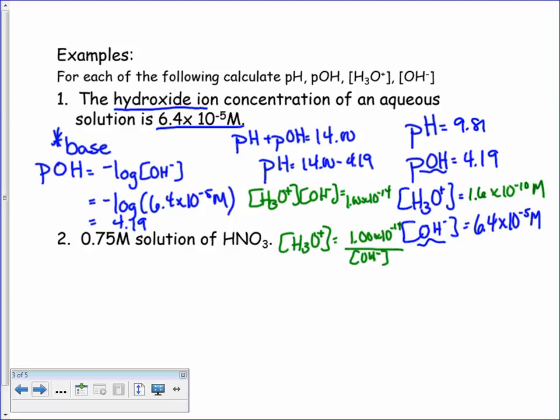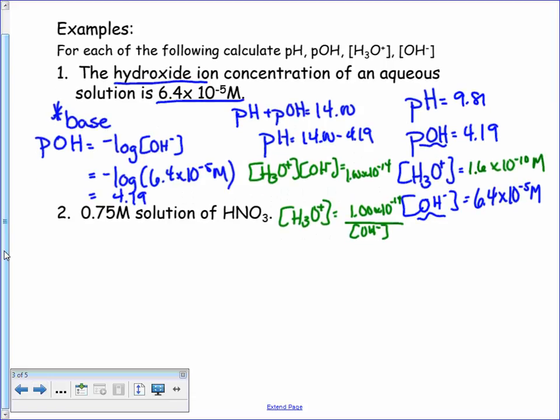Okay, so the first thing we did was consider whether our compound was an acid or a base. That told us whether we were given hydronium or hydroxide ion concentration. And from that, we decided whether we were going to calculate the pH or the pOH. And then we decided how we would get our concentration of the ion that was missing at this point.